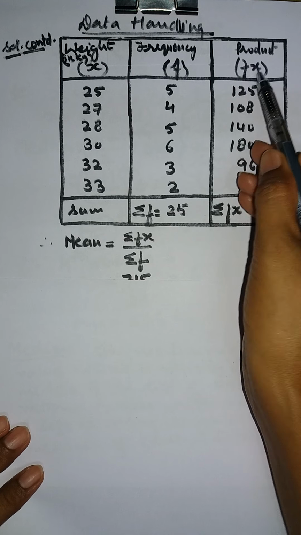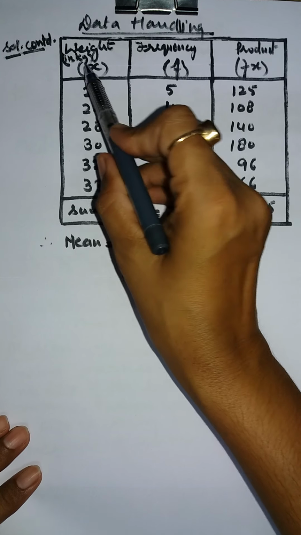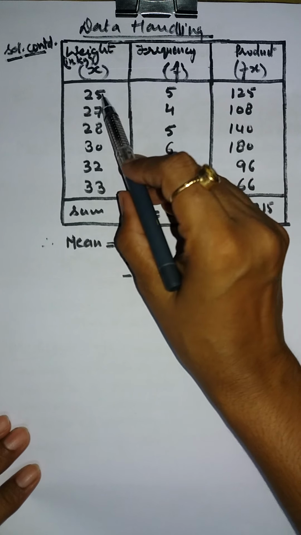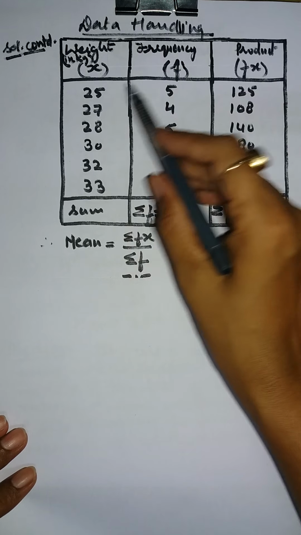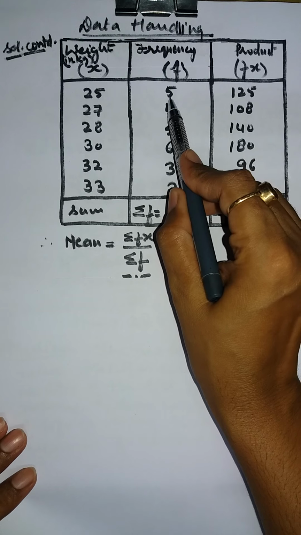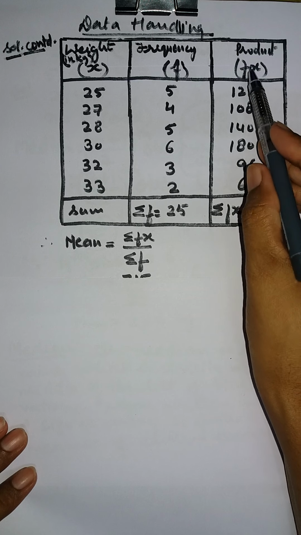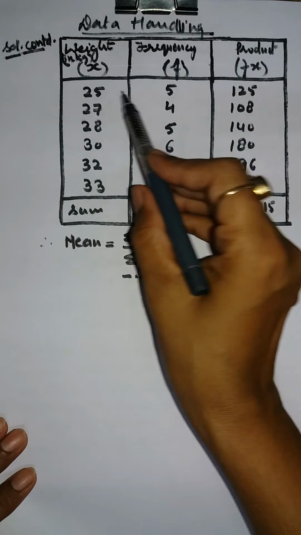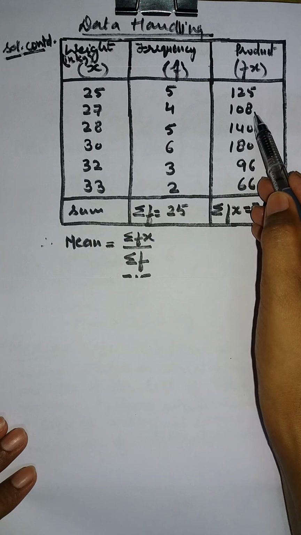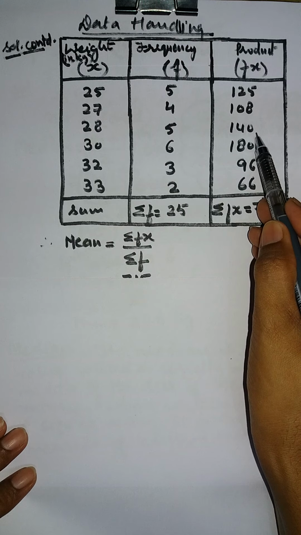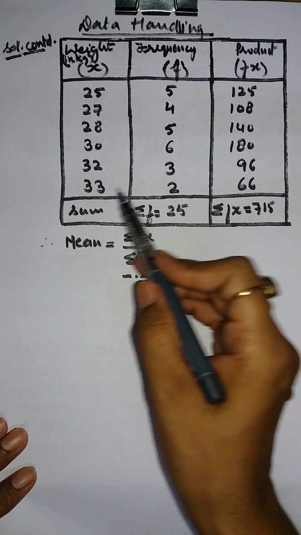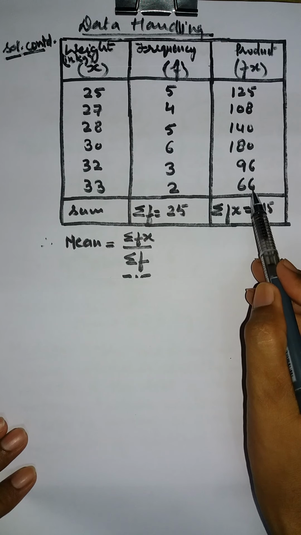Now how has this fx come? As I have told earlier also, this weight which is in kilogram is called the observation, which is 25 kg weight, and the number of students who have this weight is 5. So the frequency is 5 and x is this 25. So 25 multiplied by 5 gives us 125. It means the product, that is fx. So we write here their product. 27 multiplied by 4 we get 108. 28 multiplied by 5 we get 140. 30 multiplied by 6, 180. 32 multiplied by 3, 96. 33 multiplied by 2, which is 66.